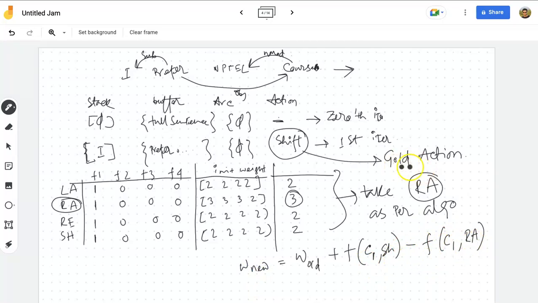So the gold action as per your dependency parse is shift, but as per the algorithm, they are saying right arc is the correct thing. So you just need to update the weights. If you update the weights, only the shift and right arc weights will be updated, but the left arc and reduce weights will remain the same.